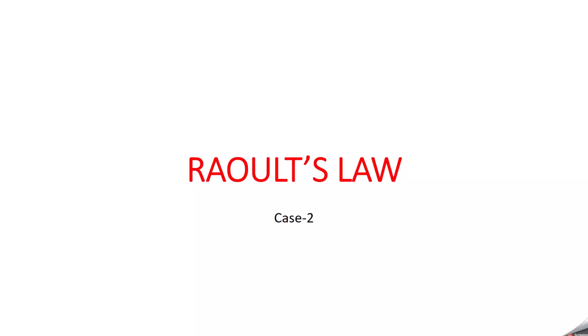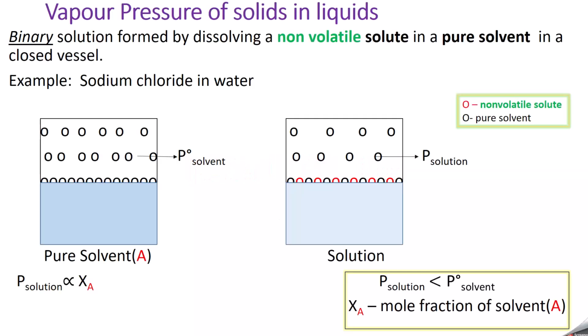Let's discuss Raoult's law case 2 in this video. In the previous video, we discussed Henry's law, which is for a gaseous solute in a liquid solvent. Here we have taken a non-volatile solid solute in a volatile solvent, that is, in a liquid solvent. A binary solution is formed by dissolving a non-volatile solid solute in a pure solvent that is volatile in nature. An example for that case is sodium chloride in water.